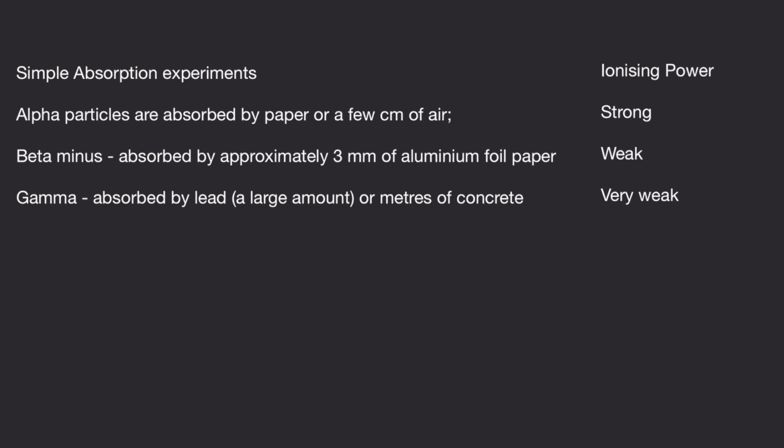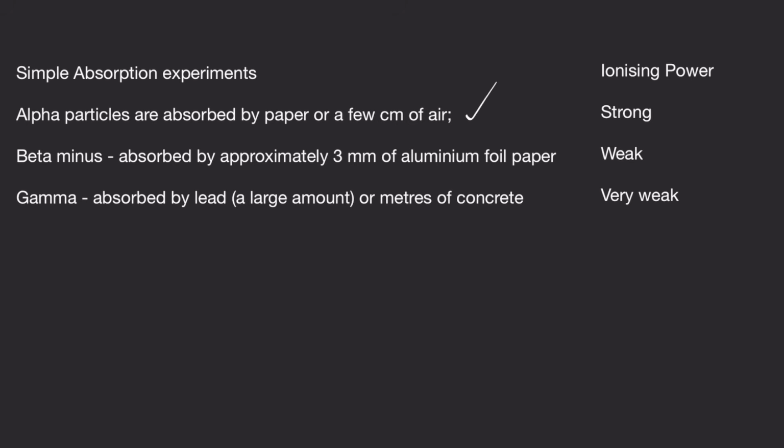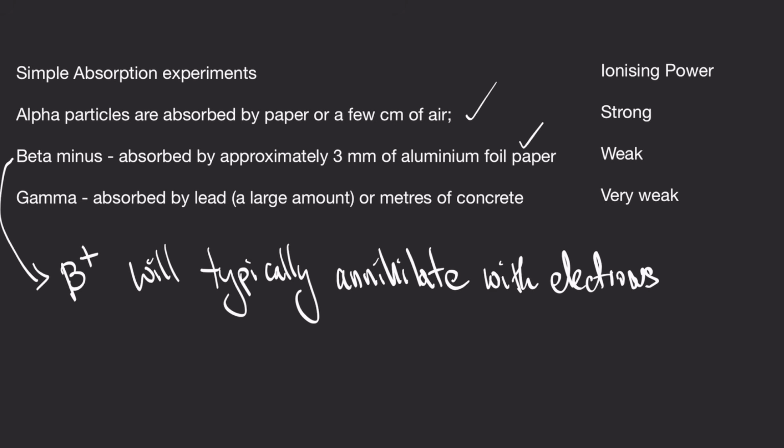Some simple absorption experiments can determine what type of radiation we are actually dealing with. So for instance, alpha particles are absorbed by a few centimeters of air or by paper. Beta minus particles are going to be absorbed by approximately 3 millimeters of aluminium foil. If you're wondering about beta plus, should we just add that in? Beta plus particles will typically annihilate since they are antimatter. Gamma radiation is the hardest to be absorbed. It requires lots of centimeters of lead or meters of concrete.